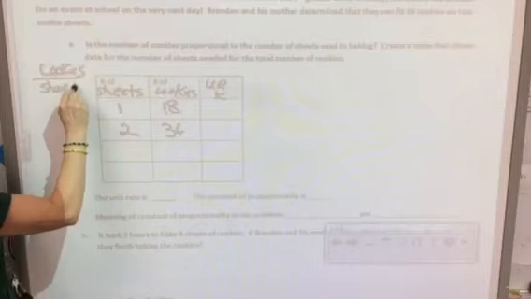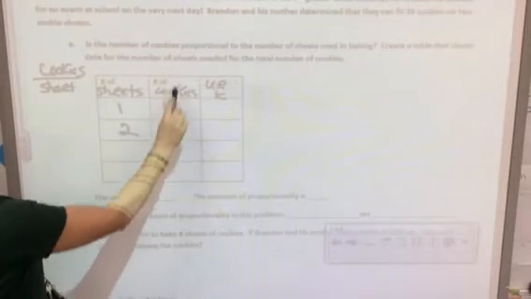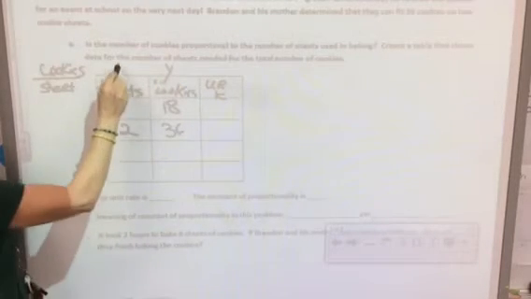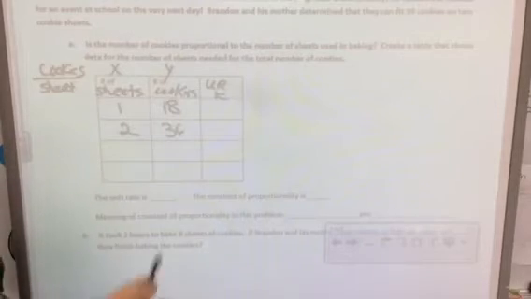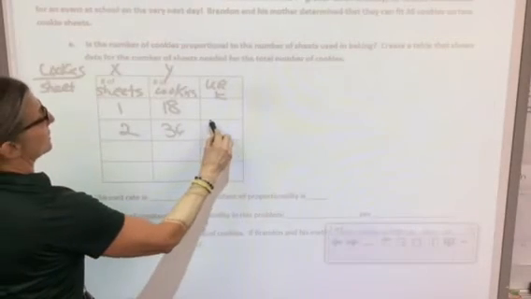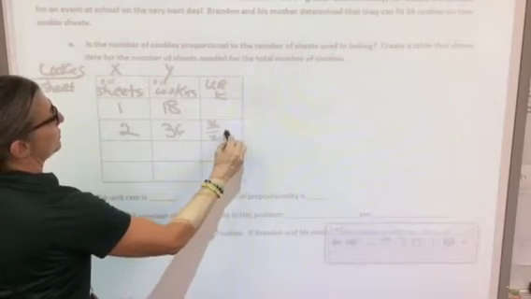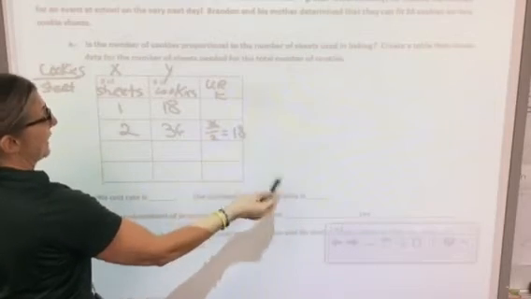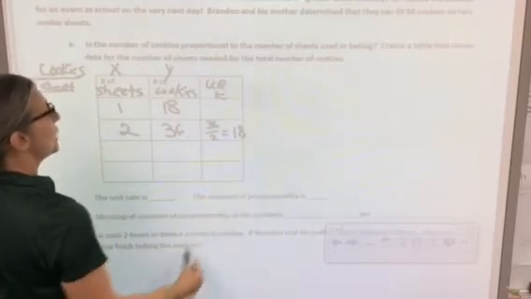Okay, so we're getting number of cookies per sheet. So we know if it's number of cookies, look at that over here, cookies per sheet, then cookies will be the Y and sheets will be the X. So we are doing Y over X. So we did 36 divided by 2, and we got 18. That's how many, 18 cookies per 1 sheet.